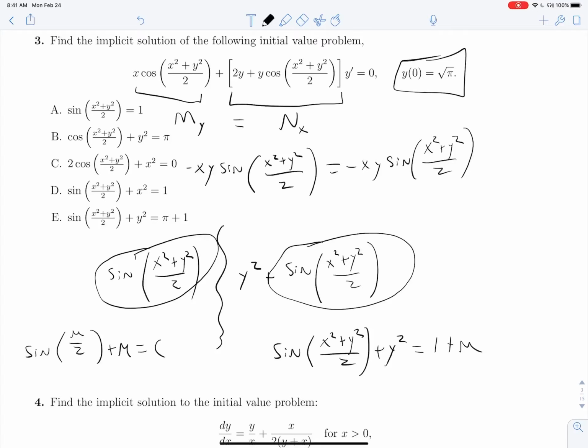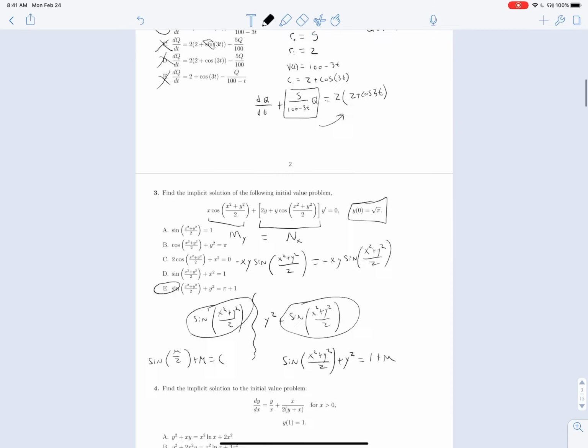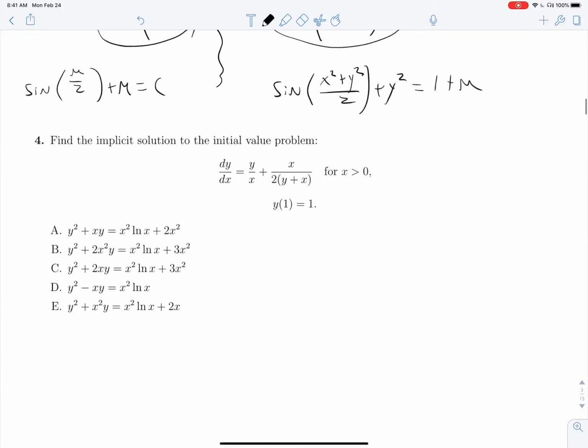1 plus pi, or pi plus 1, as they have in option E, which is correct.